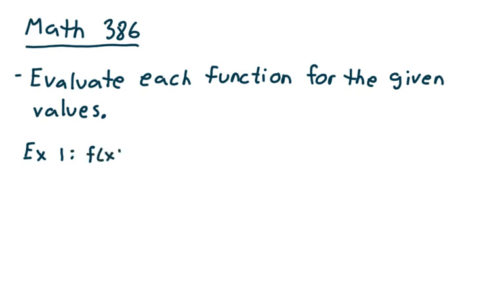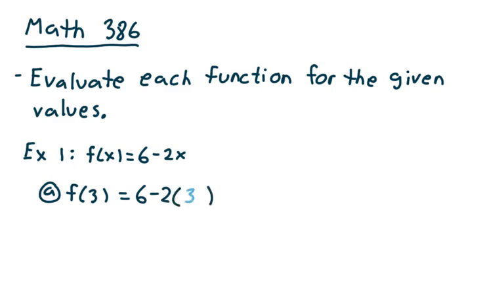Suppose I'm given f of x equals 6 minus 2x. In part A, I want to find f of 3. So wherever I see an x, I'm going to replace it with 3, which I will put in blue. So in order of operations, we have to take 2 times 3 first. And so this is 6 minus 6, which is equal to 0.